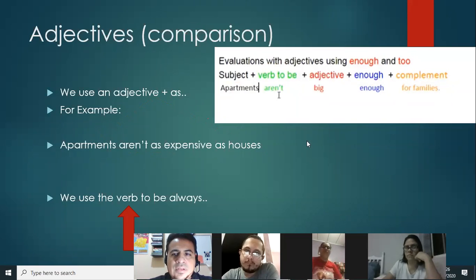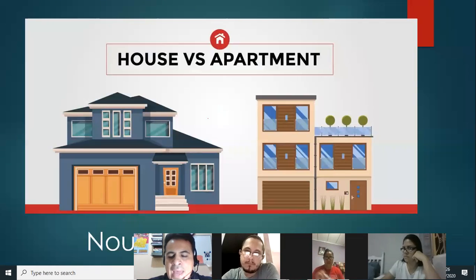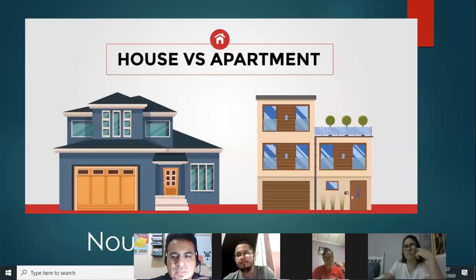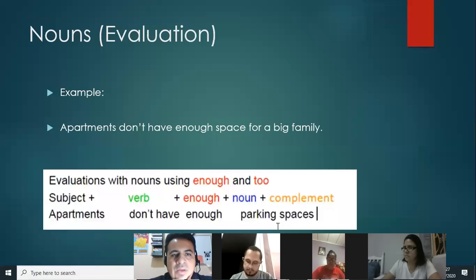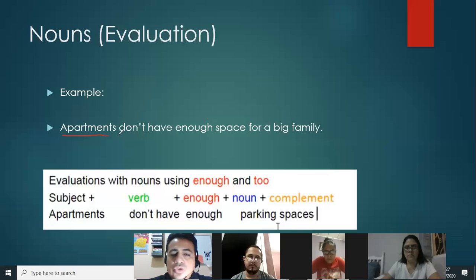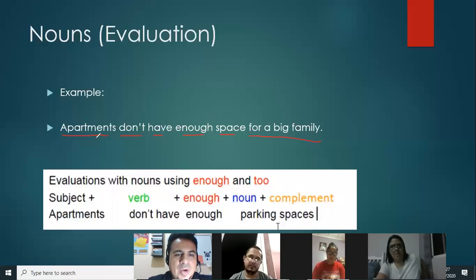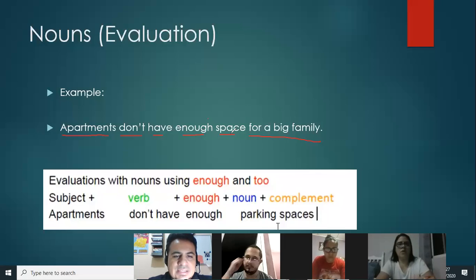Okay? Now, let's go to the second category. Nouns. So, ya hicimos dos con adjective. Evaluation and comparison with adjectives. Now let's go to nouns. Okay? Nouns, evaluation, example: Apartments don't have enough space. Enough space for a big family. Here I am basically evaluating. Es como una evaluación, una observación de mi parte. Apartments don't have enough space, okay? So here, igual, podemos usar enough or to.